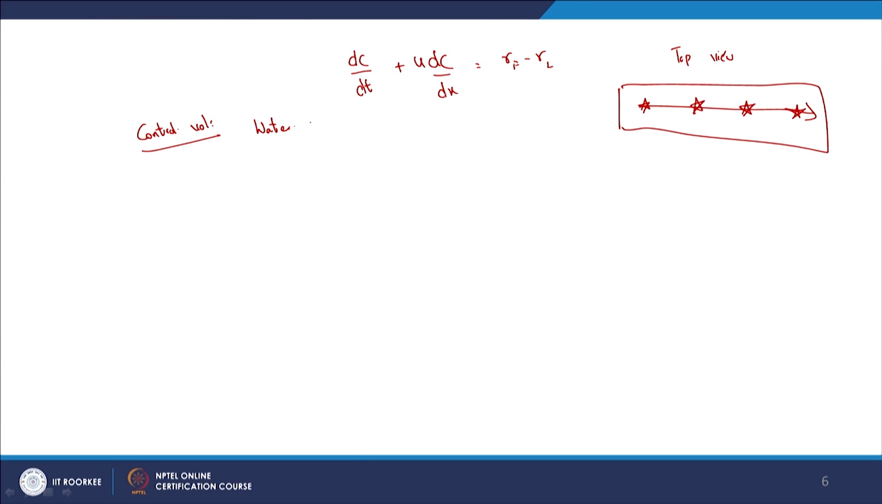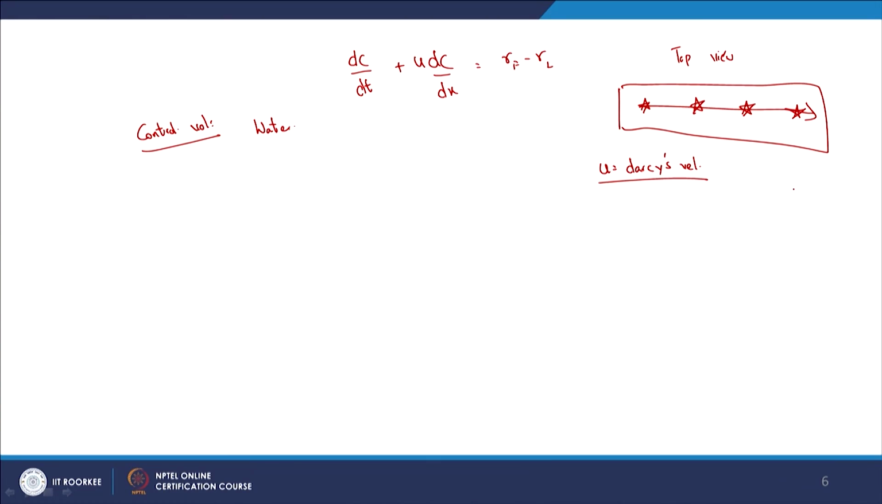So, let us just try to write that up here and simplify that. So, u here is the Darcy's groundwater velocity. Again, what is that? Let us say, for example, if this is the cross section, and groundwater is flowing into the board here. So, what do we understand by that?